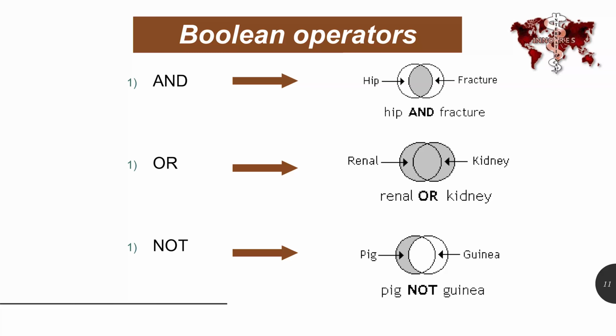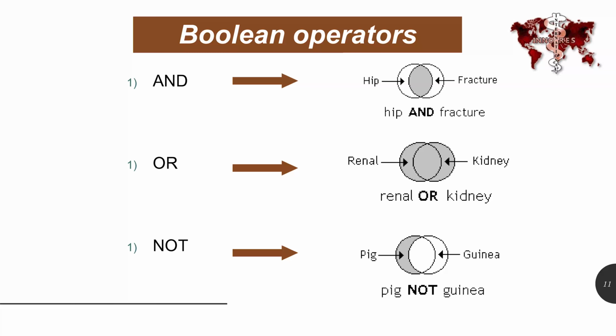Before I show you how to form a search strategy, I need you to understand what Boolean operators are, because that is very important in our search strategy. So the first Boolean operator is AND. AND means that if I ask you whether a paper has terminologies A and B, then the answer will be yes only if it has both A and B.